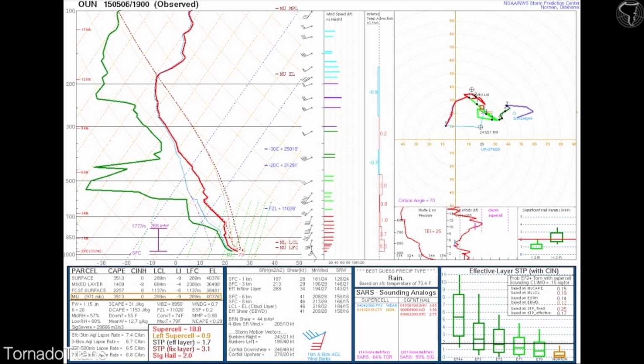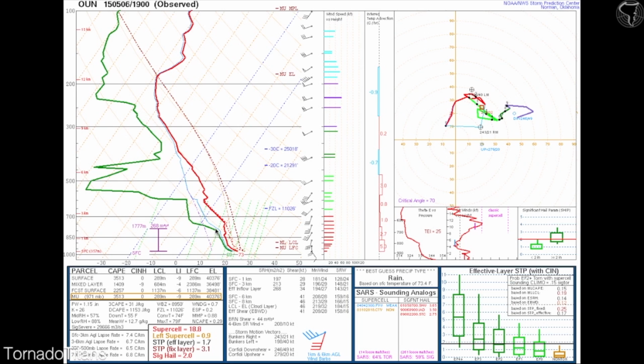This one is from May the 6th at 19Z. This is at the same time, just a couple weeks later. I mean, look how different that looks. So this environment, 73 over 69, is obviously a lot bigger in terms of what it's offering. Very moist atmosphere.